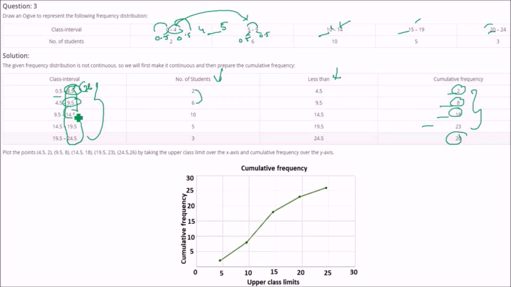X 14.5, y 18. X 19.5, y 23. X 24.5, y is 26. So now we have the coordinates. Let us draw them. The first is 4.5 and 2.